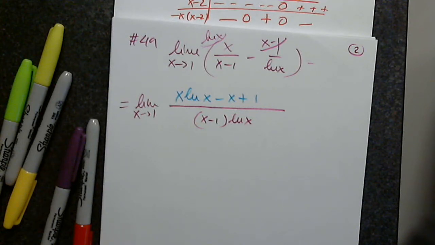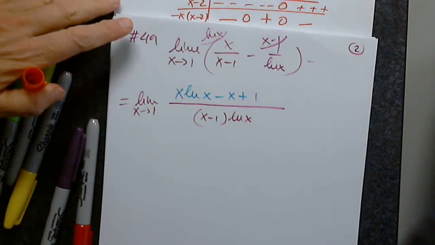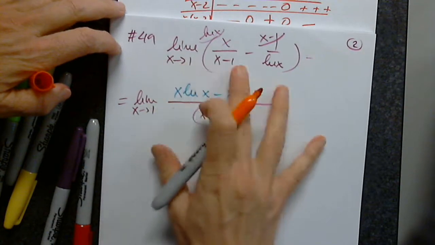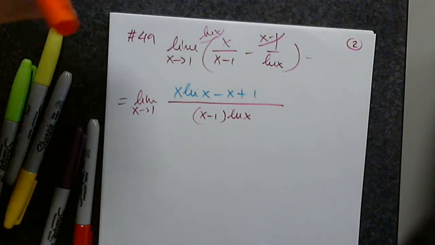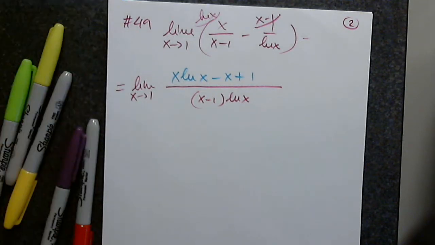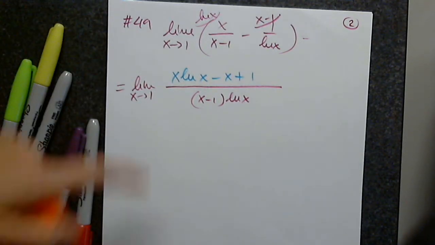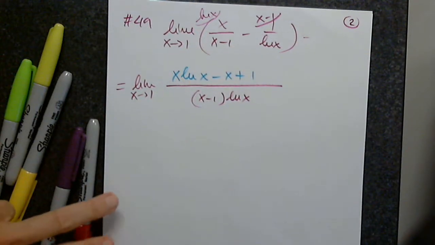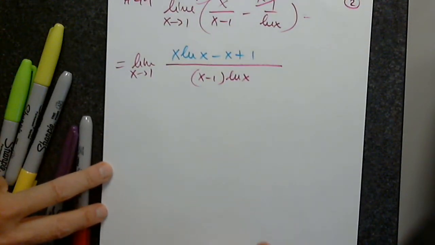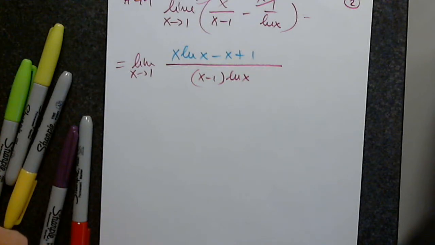Perfect. So now I'm going to have to try and see what it is. Because I knew from the beginning that I could not use limit laws. I could not separate the limit into a difference of two limits. That was not possible. So now I'm trying to see if it's 0 over 0 or infinity over infinity, because if it isn't, I cannot use L'Hopital's rule.